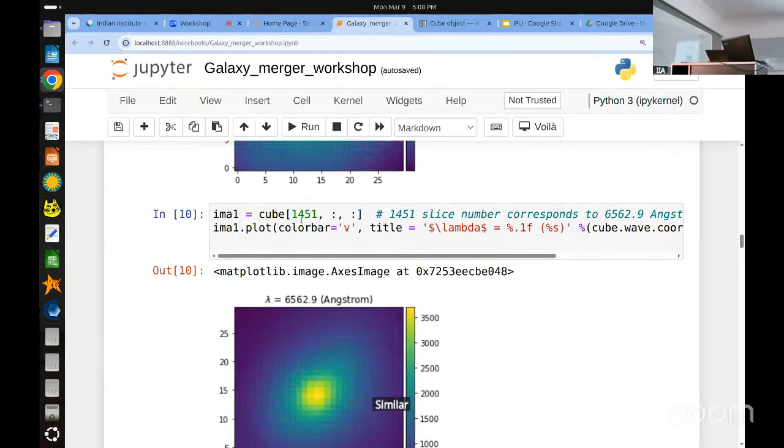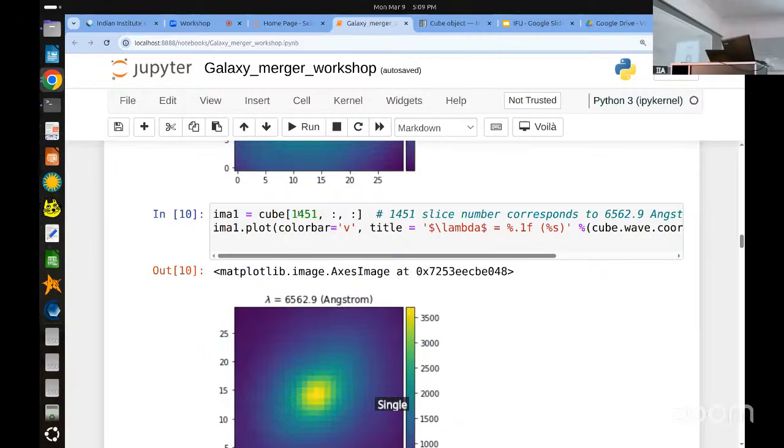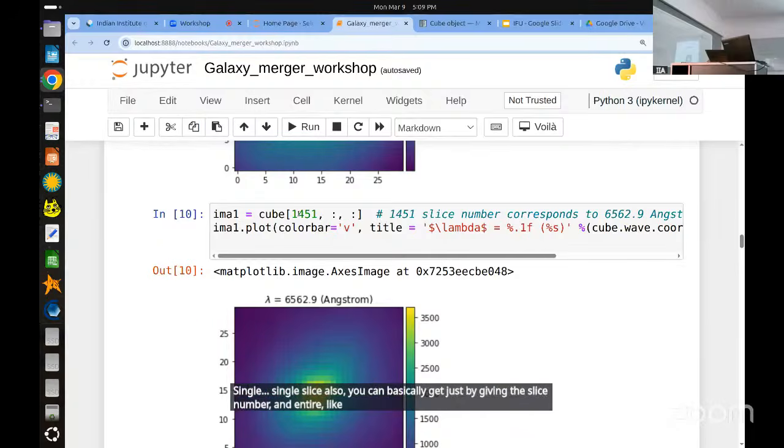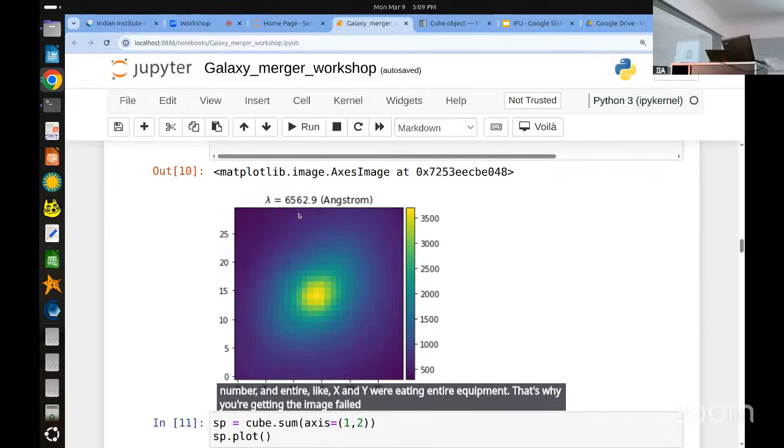Similarly, you can extract the image for a single slice, like single wavelength information. So I am extracting here the image for 1451 frame size, which corresponds to 6000 angstrom wavelength. So here it is basically something called H alpha, 6500. A single slice you can basically get just by giving the slice number and reading the entire X and Y. That's why you're getting the image frame here. It's a single image, a single slice.